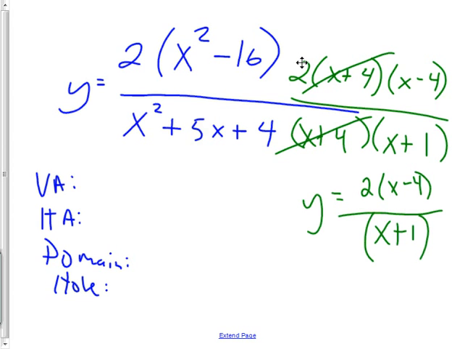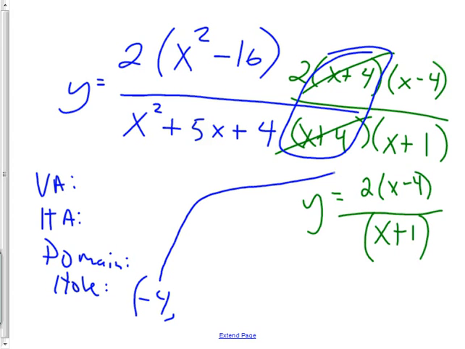Why is that important? Because when I find the hole, which is this guy, negative 4 is important for the hole, but it doesn't tell me the whole thing. Now I have to take this negative 4 and stick it in here and here, and I'll have 2 times negative 8 makes negative 16 over negative 4 plus 1 makes negative 3. Negatives cancel. 16 thirds. Raise your hand if you had that one right. Awesome.